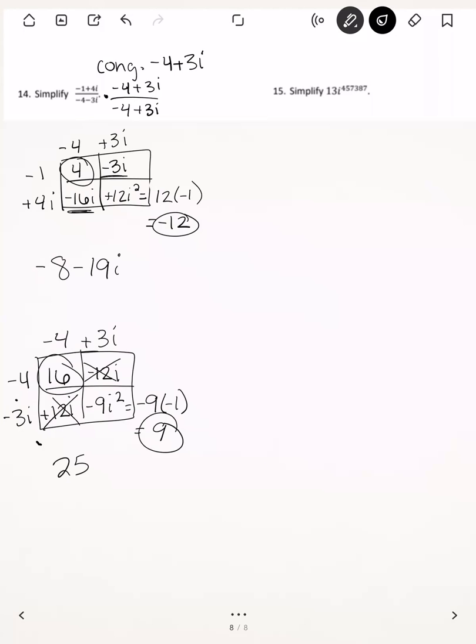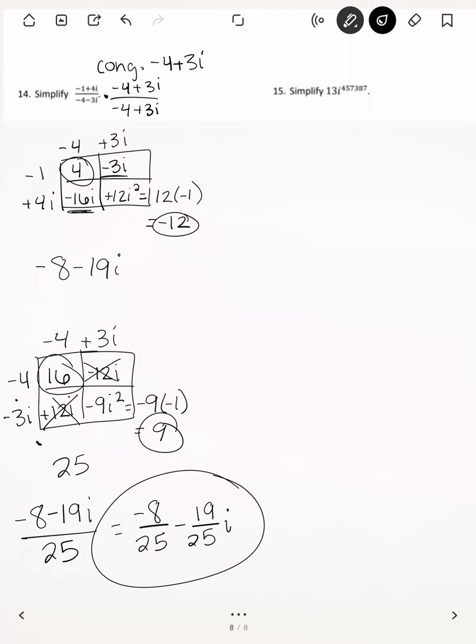So I get negative 8 minus 19i divided by 25. Again, you could see it separated as negative 8 over 25 minus 19 over 25i. So it could be written either way. I accept either way. I think on the test it will be the way that's circled.